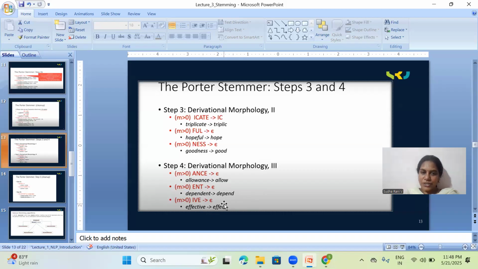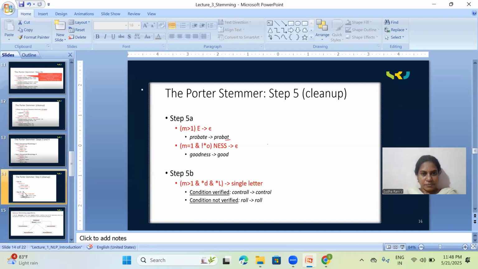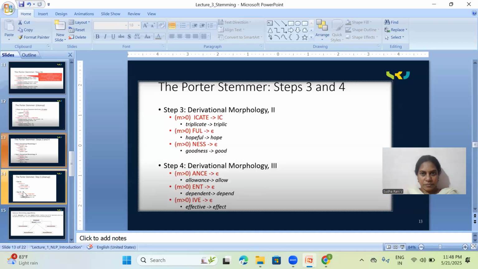Next, IVE tends to null. Effective tends to effect. These are Porter stemmer step 3 and 4, where step 3 is the derivational morphology 2. Step 4 is the derivational morphology 3.